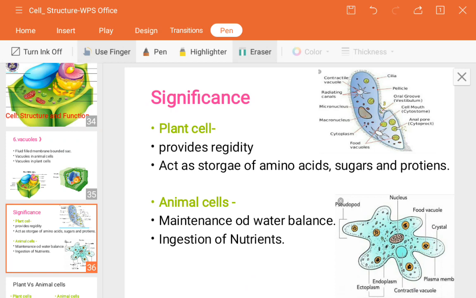Next, in the case of animal cells, it maintains the water balance and ingestion of nutrition. Ingestion means taking up nutrition. We have seen in amoeba and paramecium that they have a food vacuole. What is the role of the food vacuole there? The food is digested and broken down, because they don't have any alimentary canal, stomach, liver or intestines. That's why the vacuoles play an important role in breaking down food materials, so the vacuole is an essential thing in them.